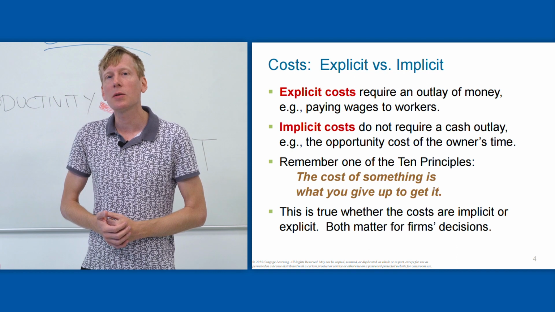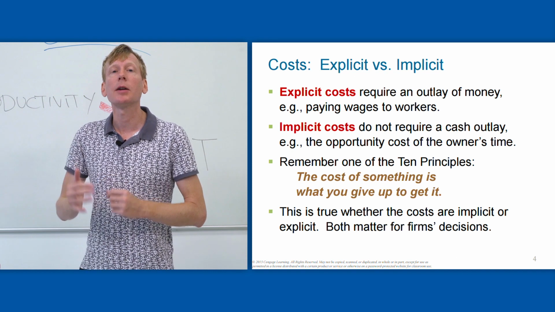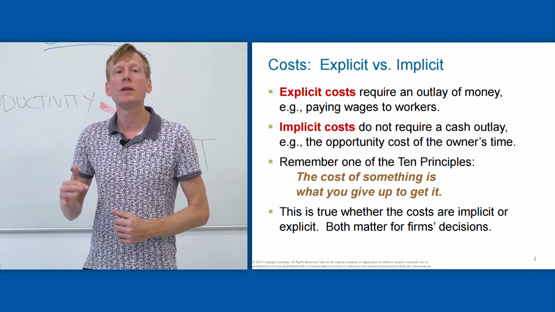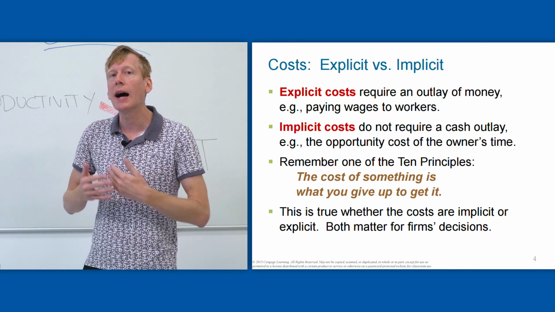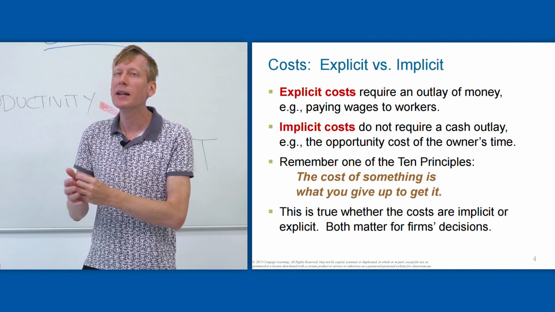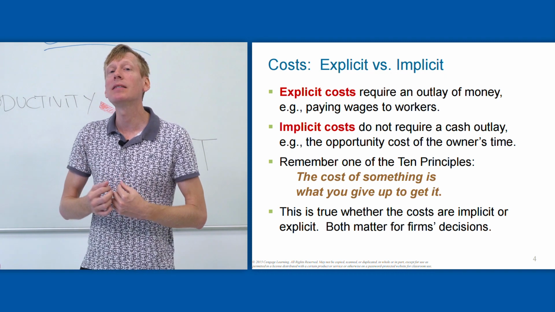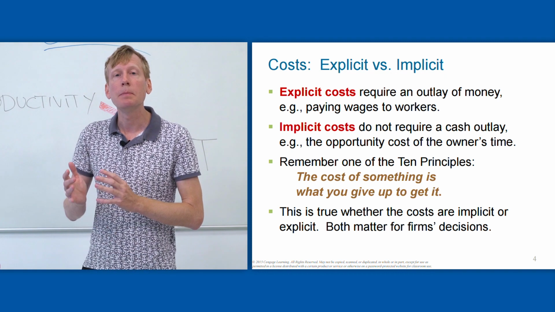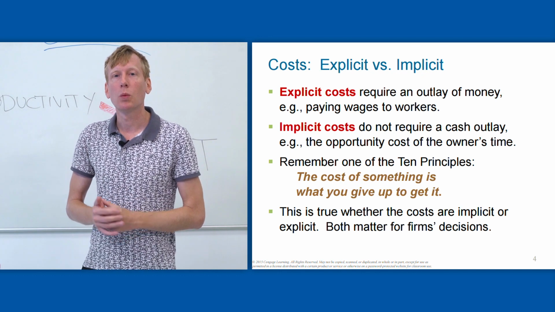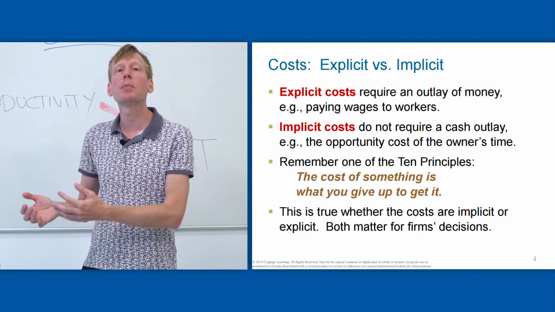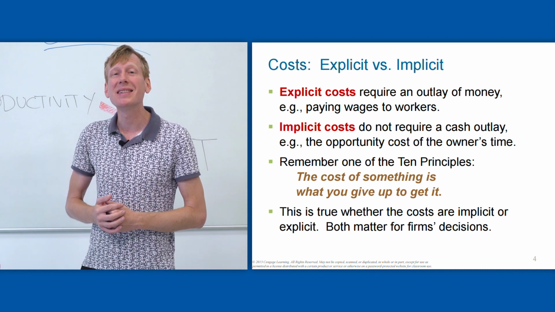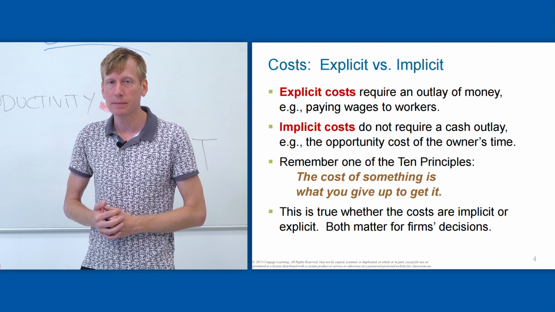But businesses can also have costs that economists would consider to be relevant for which they don't actually need to spend any money. So no money goes out of the business, but rather usually money does not come into the business. Those are implicit costs. Whereas explicit costs are money a business needs to spend, implicit costs are money that a business can't receive.